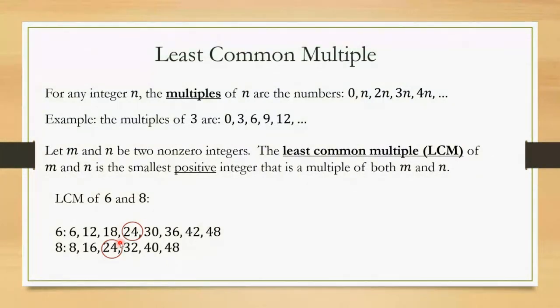For 6 and 8, for instance, for 6 we have 6, 12, 18, 24, 30, 36. I kept going up to 48. For 8 here, we would have 8, 16, 24. 24 is a common multiple, right? And it's the first one in both lists. So 24 would be the LCM of 6 and 8. If you didn't find a common multiple, you could just keep listing elements. You will find one. So that's for 6 and 8.